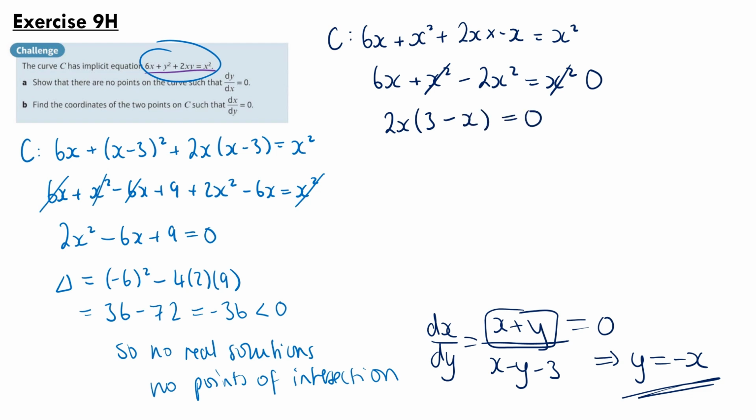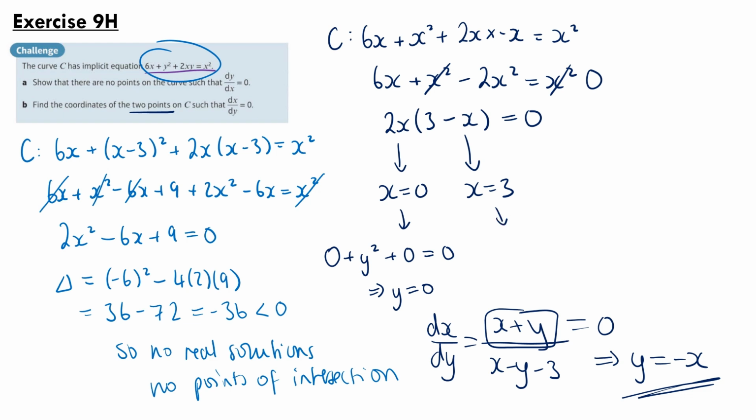So we've got either that x is equal to 0 or x is equal to 3. So that's a good sign. We've got two points. We just need to find the y coordinates now. So plug these values of x back into the implicit equation for C. When x equals 0, we've got 0 plus y squared plus 0 is equal to 0. So y must be equal to 0.